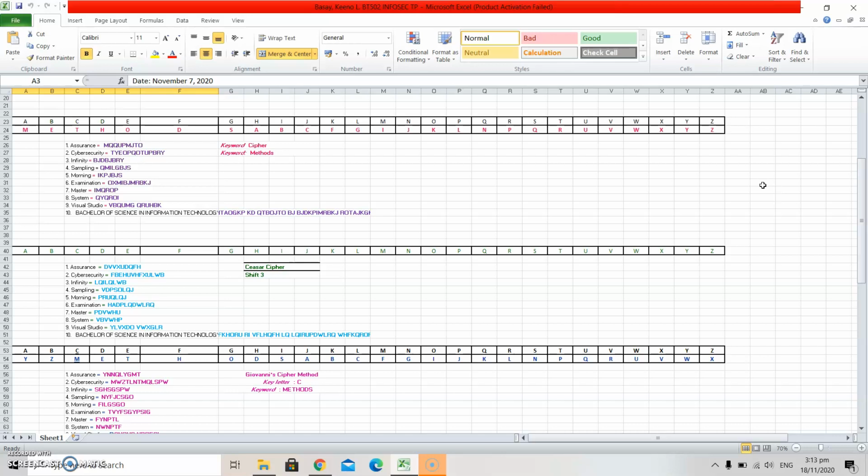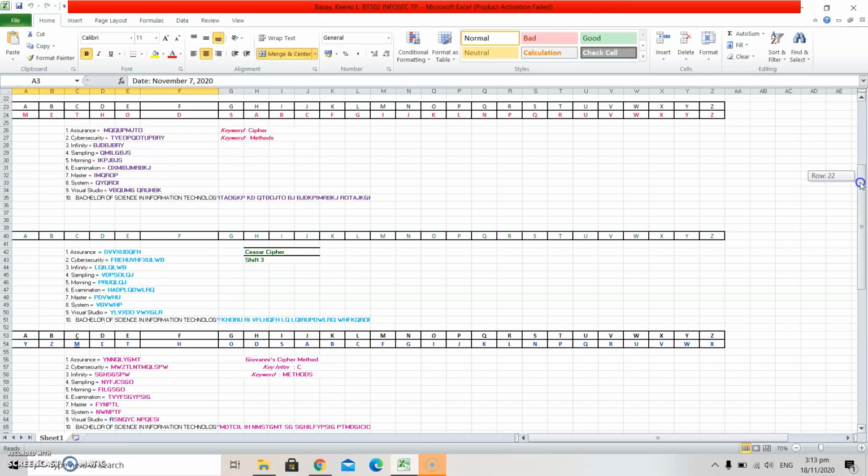I'm here doing my task performance in information assurance security. So let's get started. I'm giving one example: "assurance" equals "DVVXUDQFH" with a Caesar cipher, shift 3. So I'm giving the example "assurance".